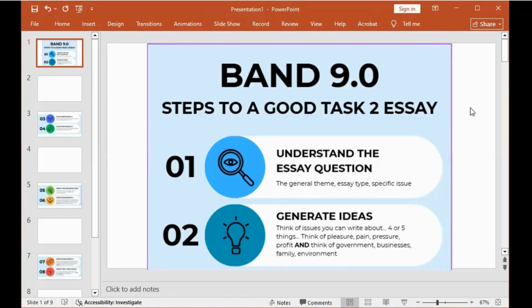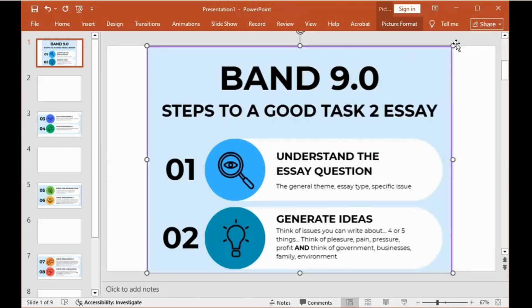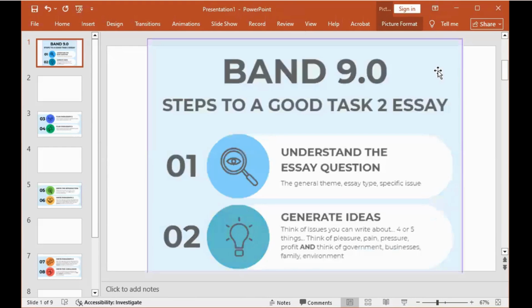So what I want to take you through this morning is the steps for writing a good essay. There are 9 steps in all that I'm going to take you through, so we are going to be taking it one by one.